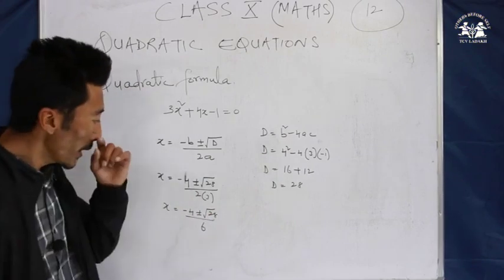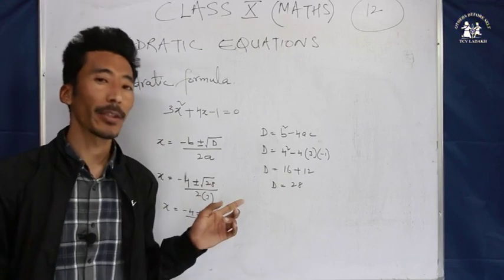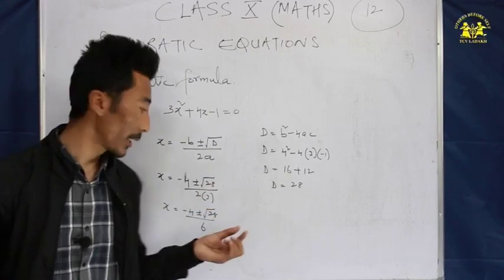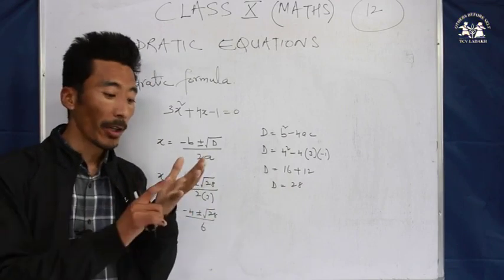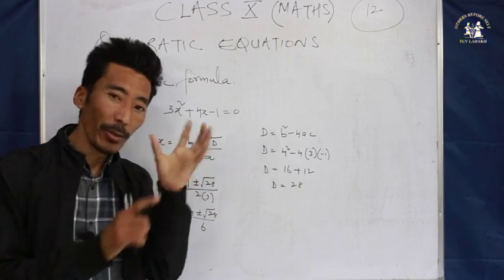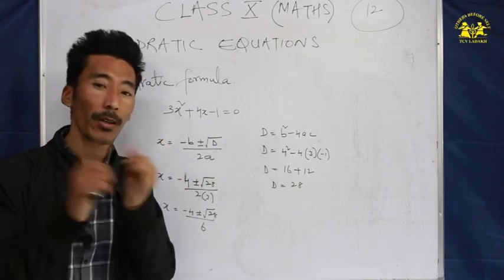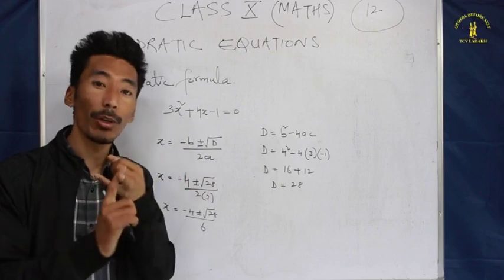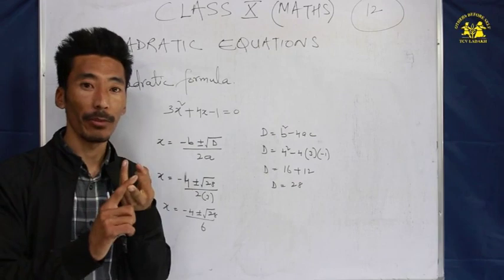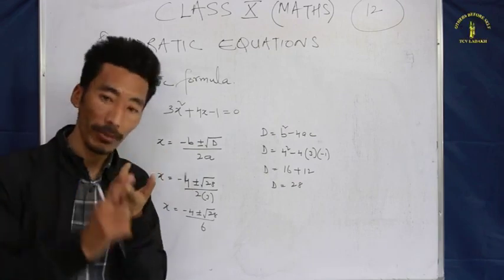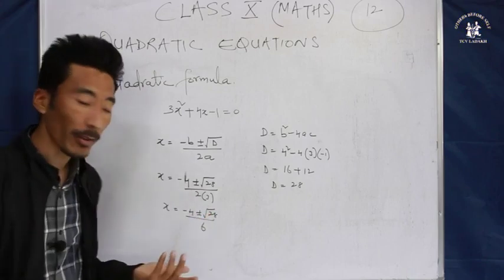Okay, next. That is root 28 later. Root 28 is an irrational number. We cannot get its exact value because 28 is not a perfect square. Perfect squares are numbers like 1, because 1 times 1 is 1; 4, because 2 times 2 is 4; 9, 16, 25, and so on. 28 is not a perfect square.